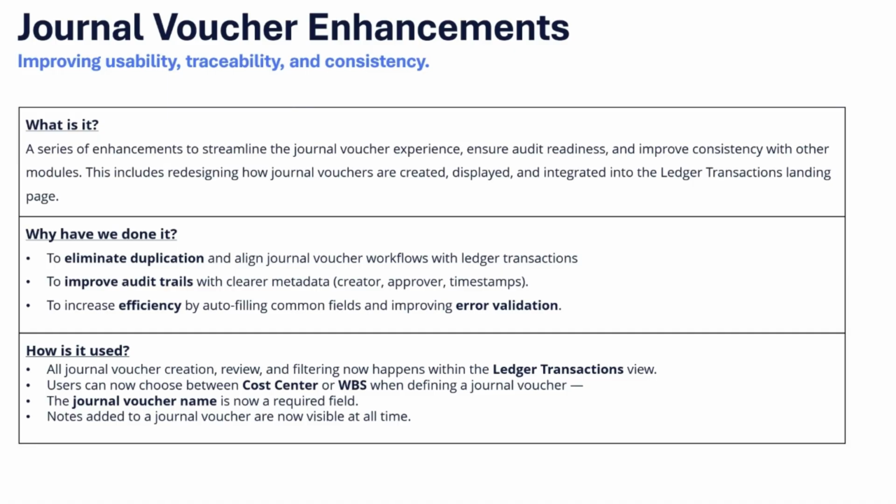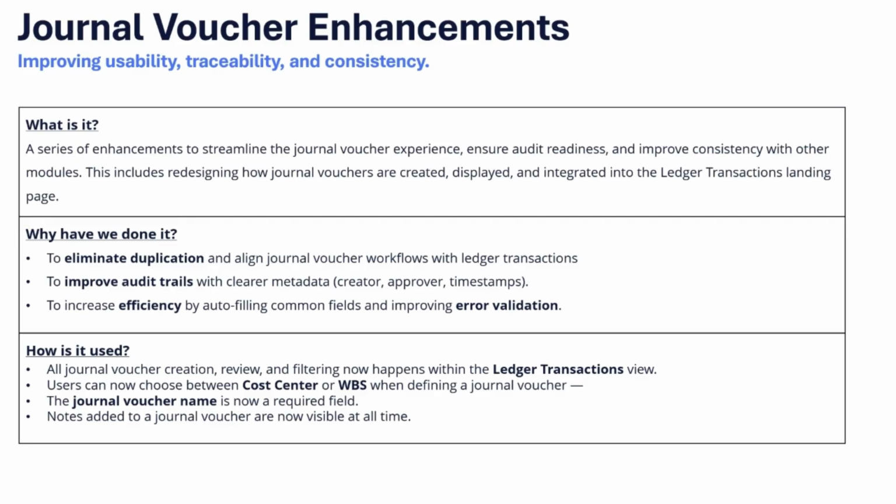So how is it used? Now you will see that the view of a transaction for journal vouchers has changed, and everything appears on the landing page similar to what we have in other modules for the ledger transactions view. You can now also choose between the cost center and WBS when defining a journal voucher. Previously, it was only WBS. Now we also have a journal voucher name, which is a required field. Basically, this also helps eliminate duplication.